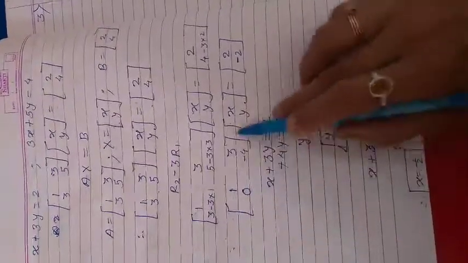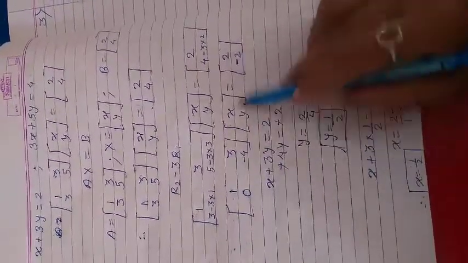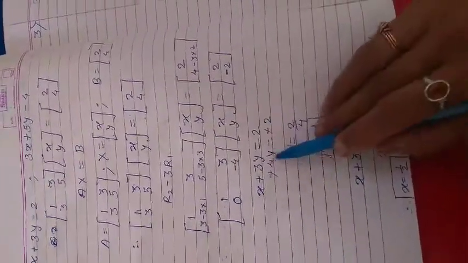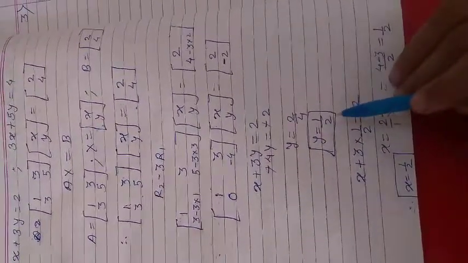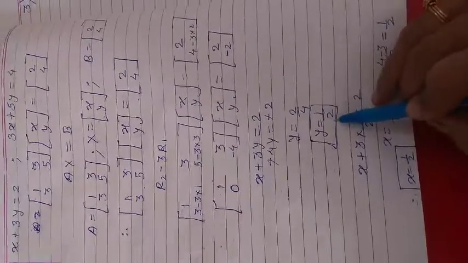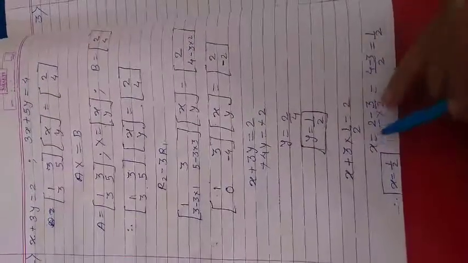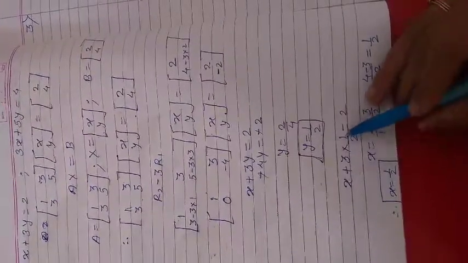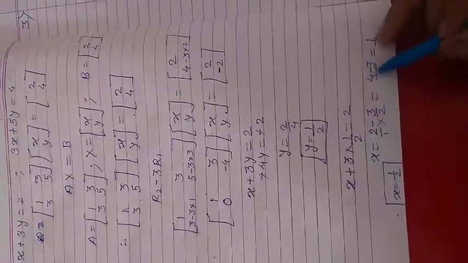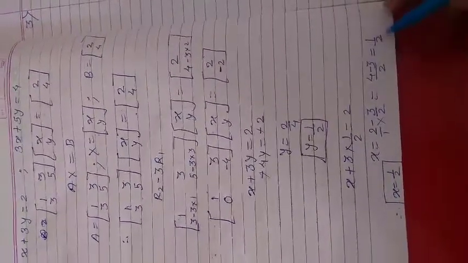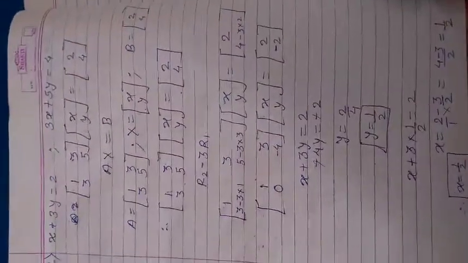Now here there is 0, so we'll write the equations: x plus 3y is equal to 2 and minus 4y is minus 2. Minus minus signs cancel, y is equal to 2 by 4, so y is equal to 1 by 2. Now substitute this value of y in this equation. So x plus 3 into 1 by 2 is equal to 2. So x is equal to 2 minus 3 by 2. Now we'll take the denominator 2 by cross multiplication: 2 twos are 4 minus 3, upon 2. So 1 by 2. So x is also 1 by 2. So this is the reduction method.